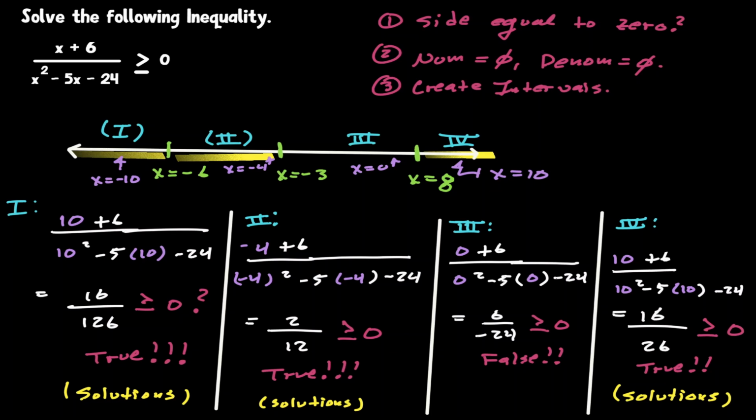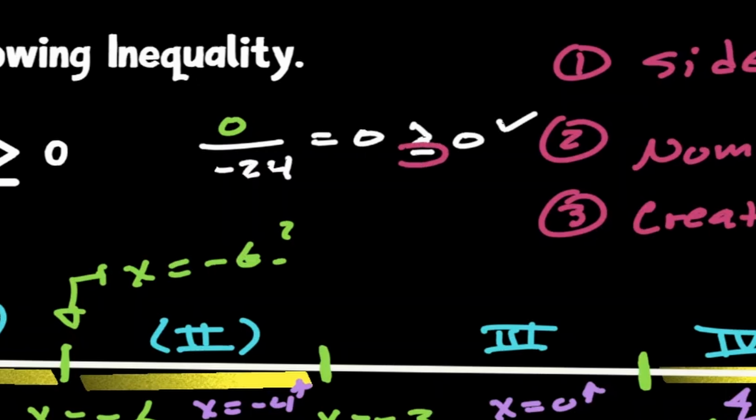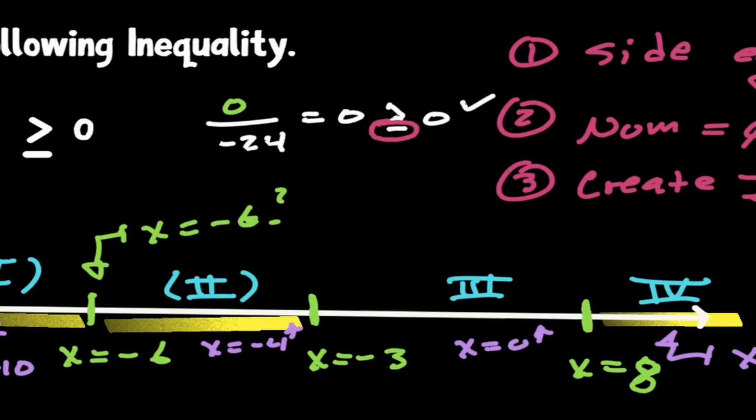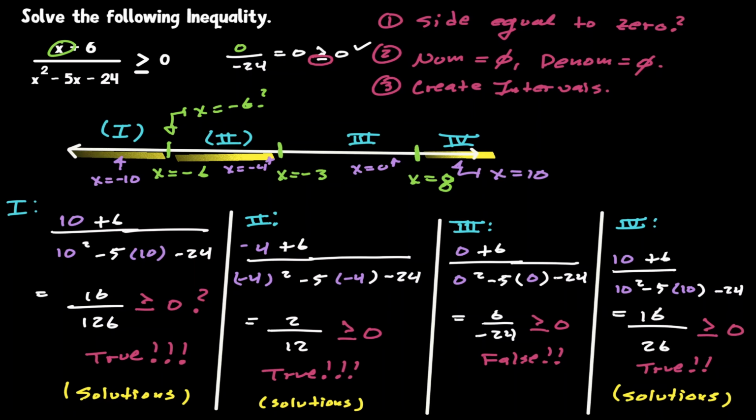So now let's test the endpoints. What would happen if we use the value of -6? If we do, the numerator is going to give us a value of 0. When we compare it to the inequality of greater than or equal to 0, this is actually true because we are now using the equal sign. Then we can include the value of x equal to -6. So let's show that on the number line with a filled circle.